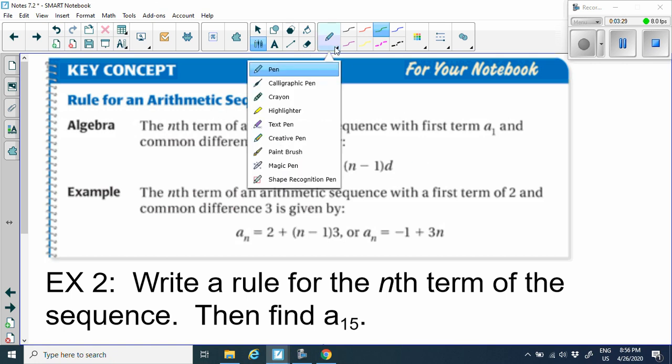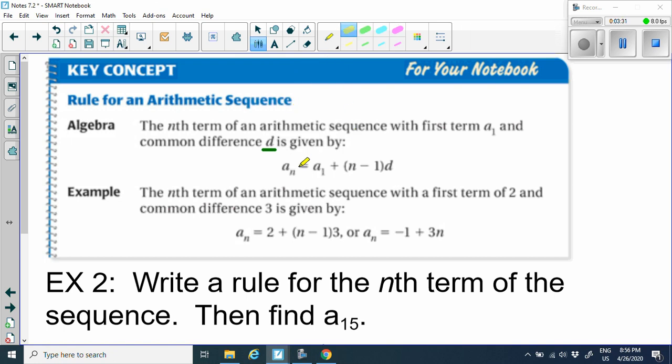So definitely make sure, if you're writing this on a separate sheet of paper, you write this down, or if you are using the blank notes, you highlight, you star, do whatever you need to do so you remember this, okay? So this is saying a sub n, where n is any term, equals a sub 1, which is our first term, plus n minus 1 times d, which is our common difference.